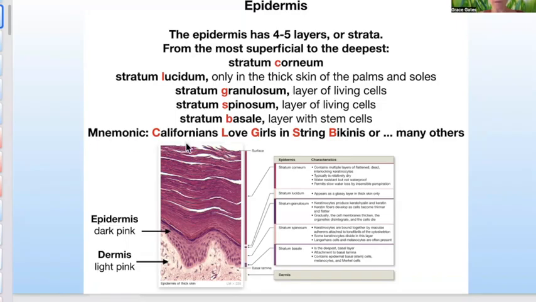There are many mnemonics to help you memorize the strata. The one I learned was Californians love girls in string bikinis. That's very old-fashioned. There are many, many others if you Google it. The layers that I particularly want you to be familiar with are the stratum corneum, the most superficial layer, and the stratum basale, which is the layer with the stem cells and many other important cells also.